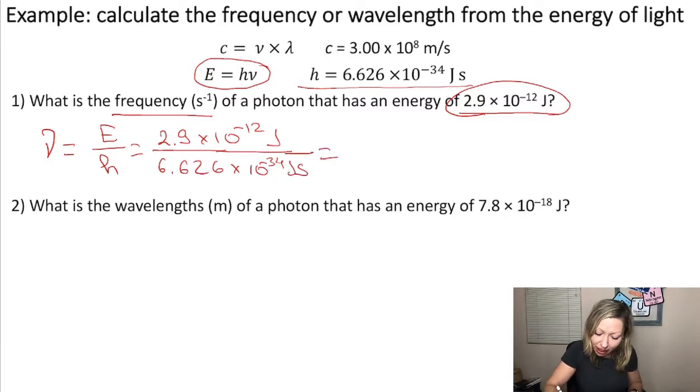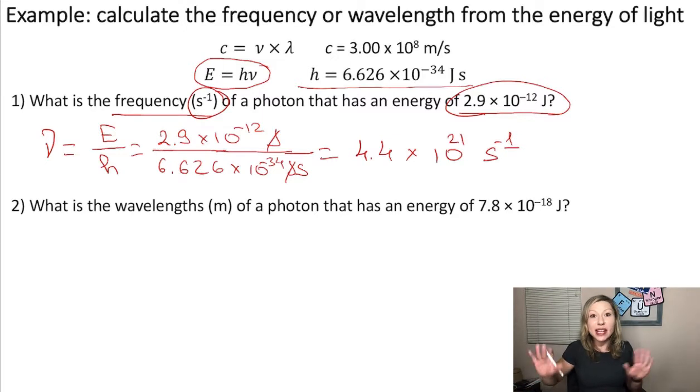Okay, so let's check our units. The joules will cancel out. We are going to get the frequency in 1/second. That is what we are looking for. And if you do this calculation, you are going to get 4.4 times 10 to the 21st 1/second. Okay, so that was simple. Let's do a little bit harder one.